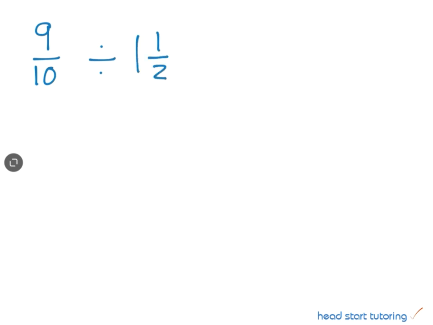Nine over 10 divided by 1 and a half. Now when we are dividing with fractions, we first need to make sure that our fractions are either common fractions like 9 over 10, or they are in the improper form, so not the mixed number form. So we've got 9 over 10, but we need to convert our 1 and a half into an improper fraction. So 1 times 2 is 2, 2 plus 1 is 3 over 2. So now we've got 9 over 10 divided by 3 over 2.